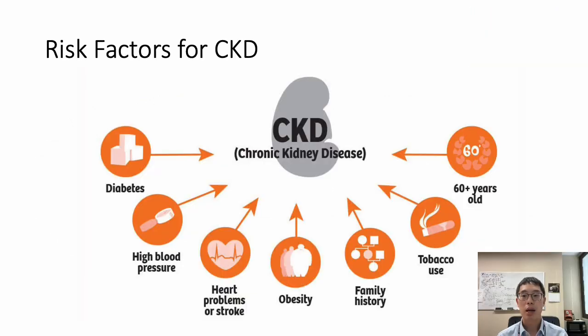Aside from diabetes and high blood pressure, there are other modifiable and non-modifiable risk factors for chronic kidney disease. Heart problems, obesity, and tobacco use are other risk factors that can predispose to progressive chronic kidney disease, and it's important that we counsel patients to try to lose weight and quit smoking if possible. Non-modifiable risk factors, including family history and age, are unfortunately not something that we can control. Yet it is helpful to counsel patients that, as they get older, they will inevitably lose a small amount of kidney function over time.